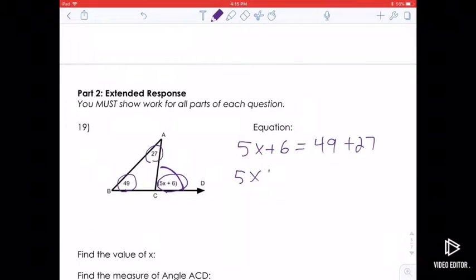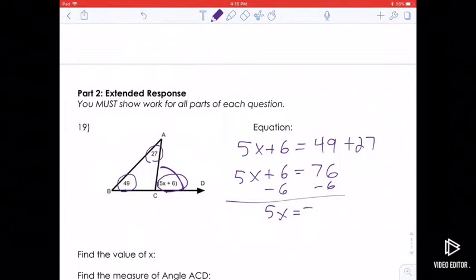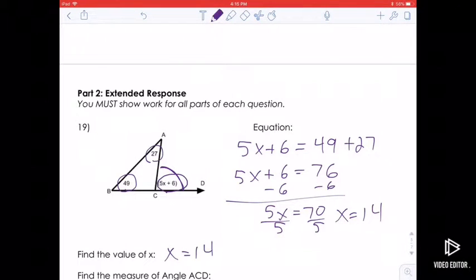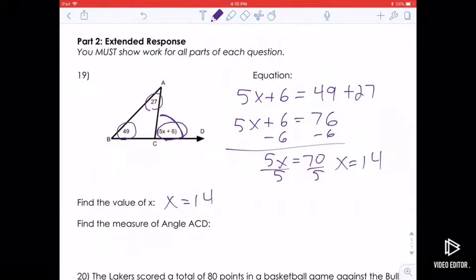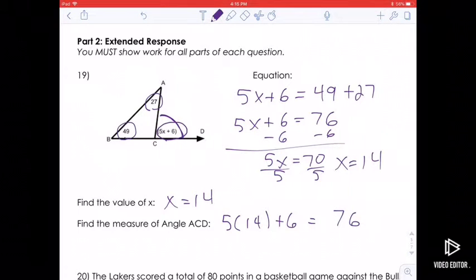Okay, combine like terms, 49 and 27, that's 76. Then I'm going to go ahead and solve for x here. Subtract 6. 5x equals 70. Divide by 5, x equals 14. So that's the first part, x equals 14. And they do ask us to find the measure of angle ACD, plugging 14 in for x here, and simplifying, I get 76 degrees.